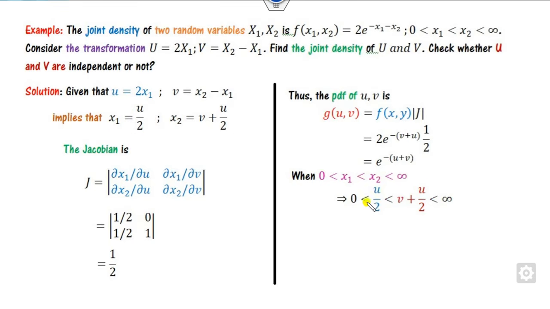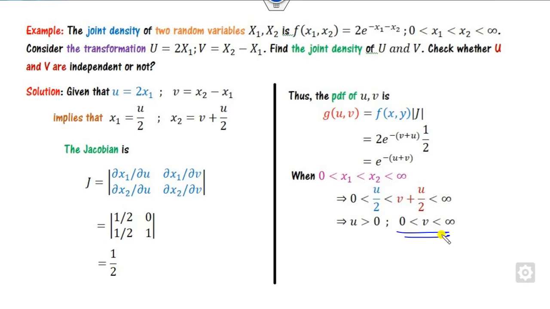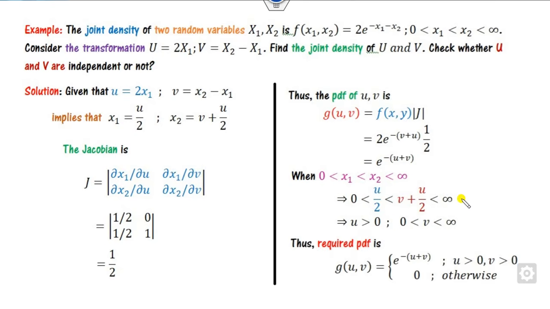Now always remember how you can find the domain of this. You can consider the first two. What will happen is u is greater than 0. Now you can consider the next two. What will happen is v is greater than 0. Now you can consider the last two. It will be v is less than 0. So v is greater than 0, v less than 0, u is greater than 0 is my domain. Hence the joint density function of u and v is my here.